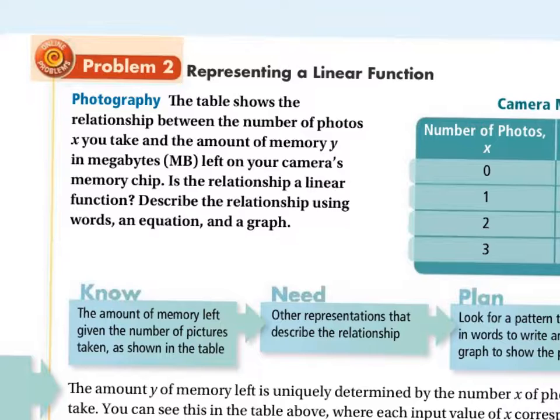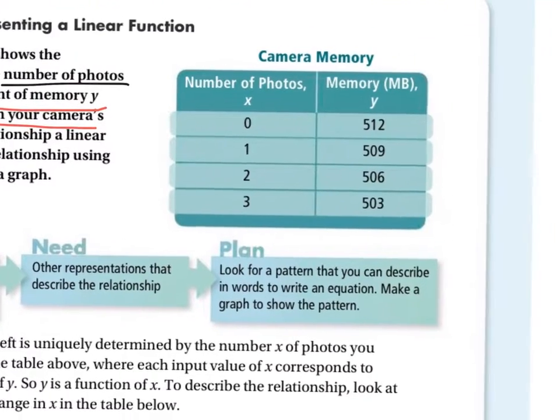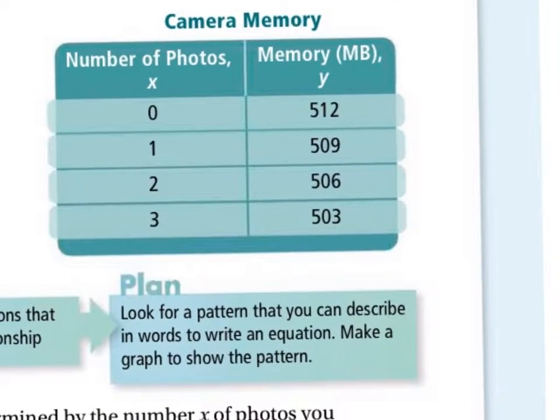So problem 2, the table shows the relationship between the number of photos X you take and the amount of memory Y in megabytes left on your camera's memory chip. Is the relationship a linear function? Describe the relationship using words, an equation, and a graph. Okay, so what we're going to do is, they've already made the table for us. We're going to try to look for a pattern.